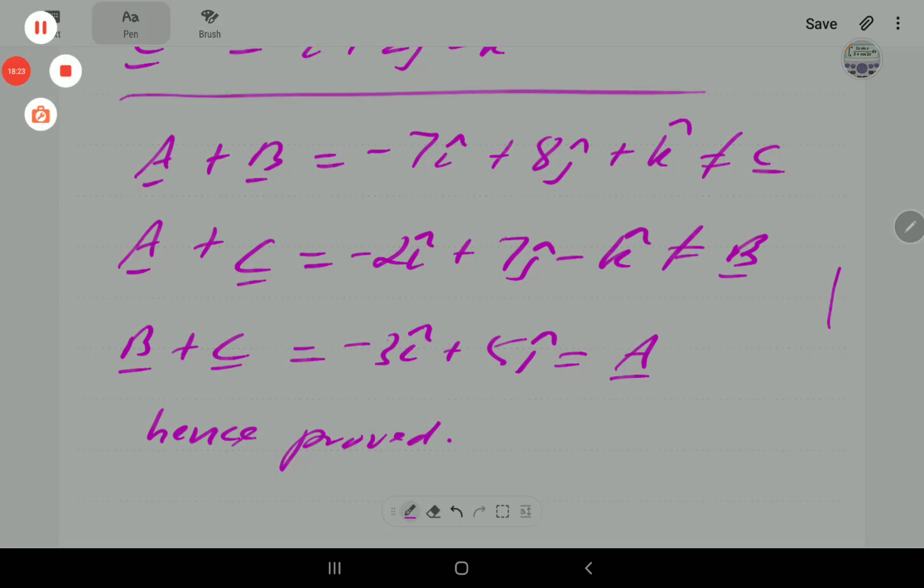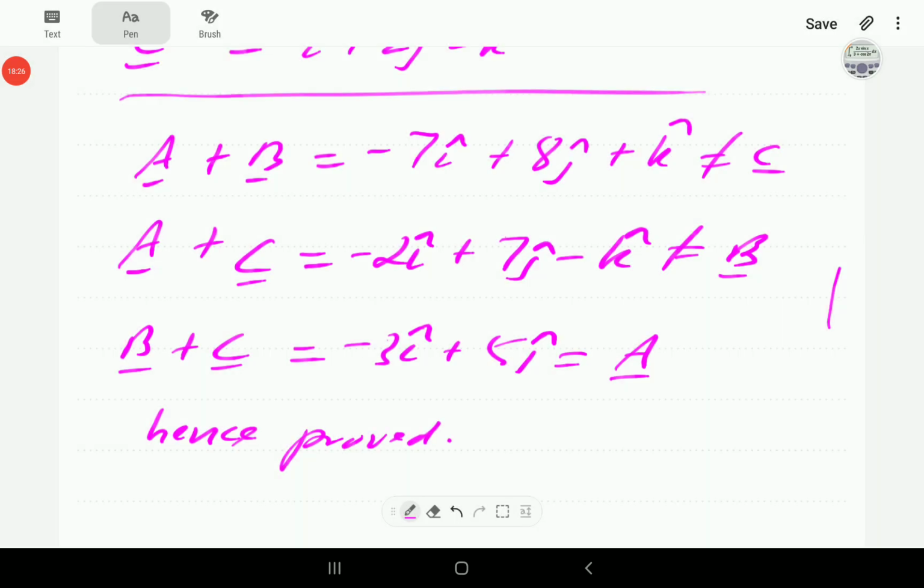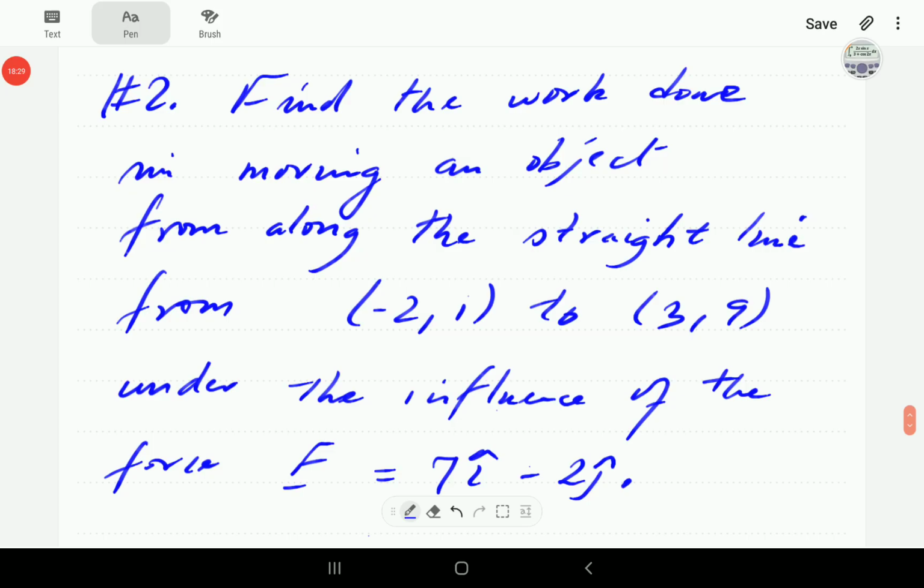Okay, let's go to the next example. In this example we want to find the work done in moving an object along the straight line from (-2, 1) to (3, 9) under the influence of the force 7i minus 2j.